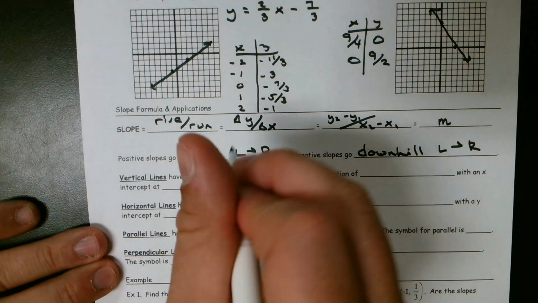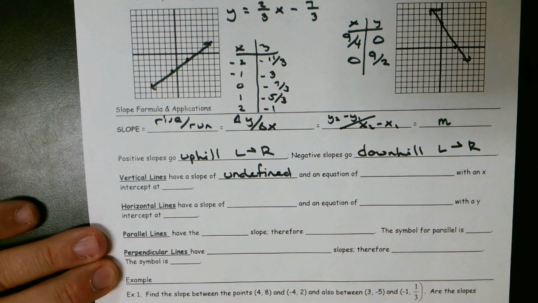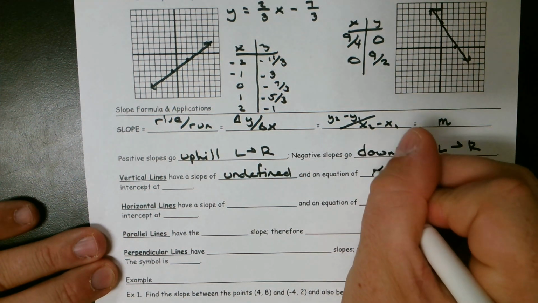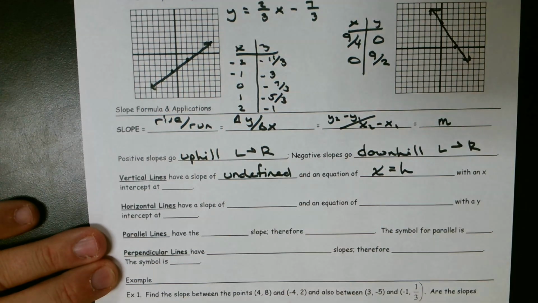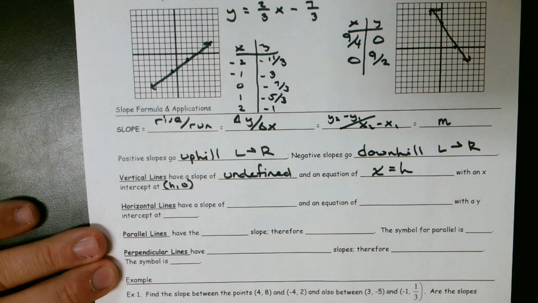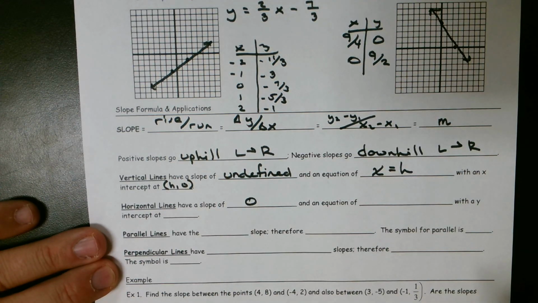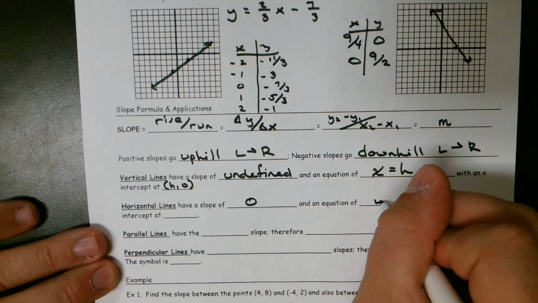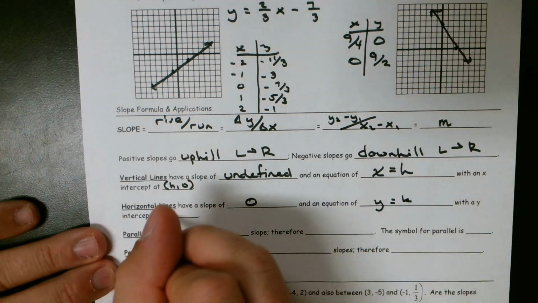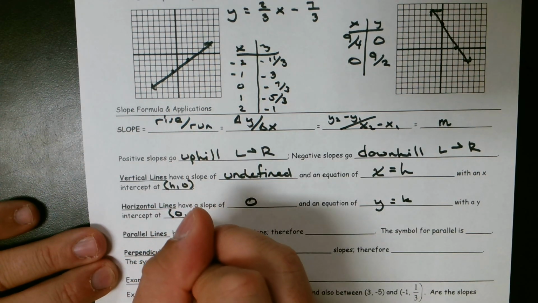Okay, vertical lines have a slope that is undefined. If you think about it, there's no run. Okay, it's all rise, no run. Okay, so the equation is going to be x equals some h with an x-intercept at h, 0. Horizontal lines have a slope of 0. Think about it, it's all run. There's no rise. 0 over anything is always 0. So the equation is always going to be y equals some number with a y-intercept at 0, k.